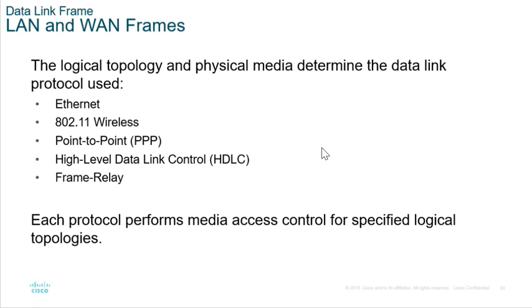So bergantung kepada teknologi apa, okay, dia punya data link protocol, dia punya frame format dan sebagainya akan tentukan based on teknologi. Okay, so kita ada macam-macam teknologi, bukan sahaja untuk local area network tapi juga untuk wide area network. Okay, so these are specifications yang bagi tahu dekat layer 2 kena buat apa, what is the frame format dan sebagainya lah. So contoh untuk local area network kita ada Ethernet dengan Wi-Fi. Untuk WAN kita ada point to point, HDLC dan juga frame relay. Okay, so each protocol performs media access control, MAC sublayer tadi, for the specified logical topologies. So that's it for the data link layer characteristics.